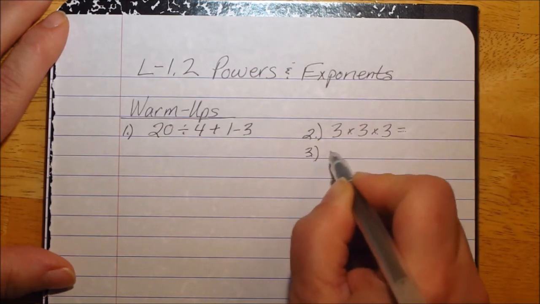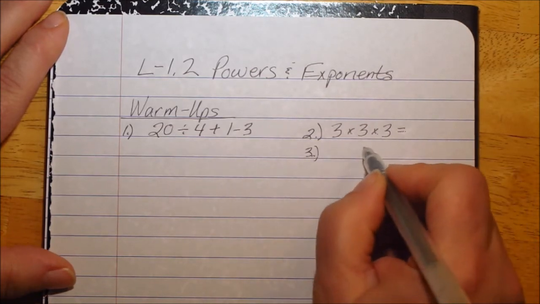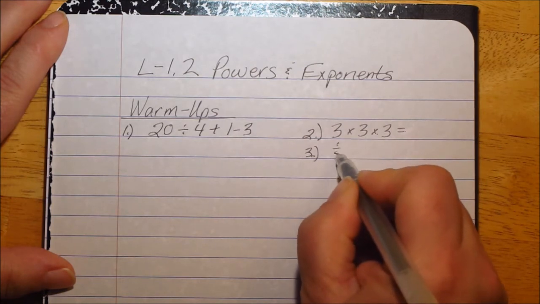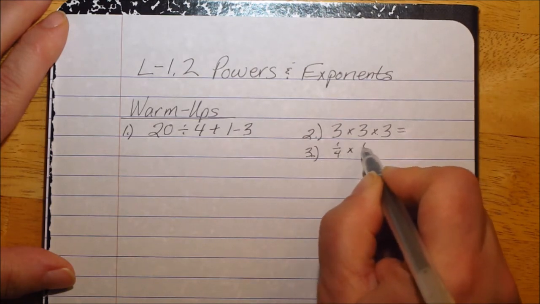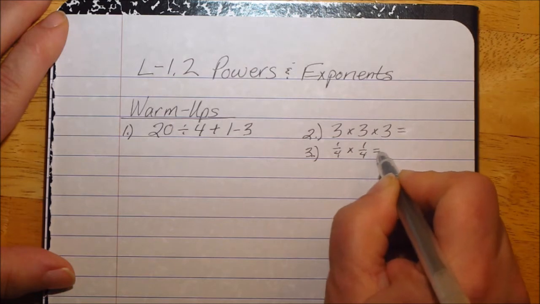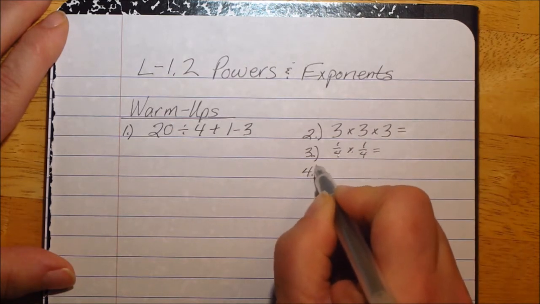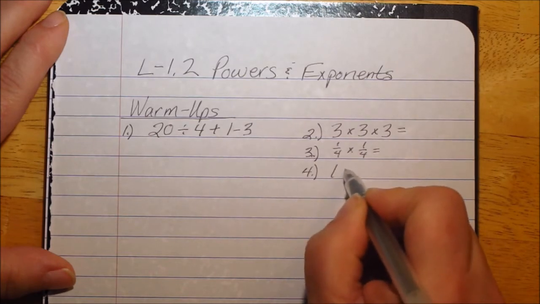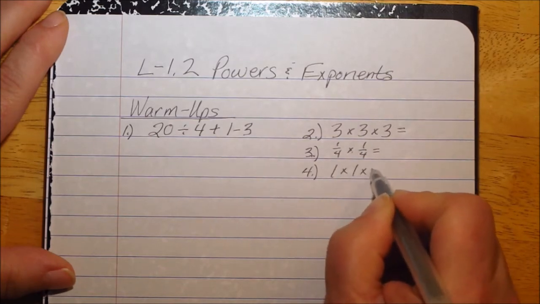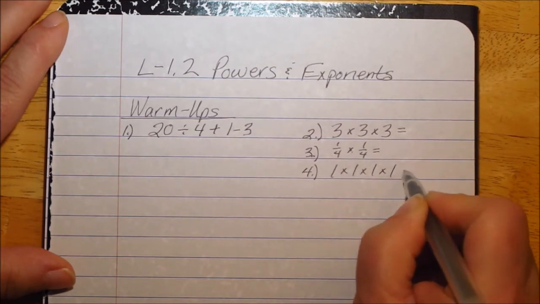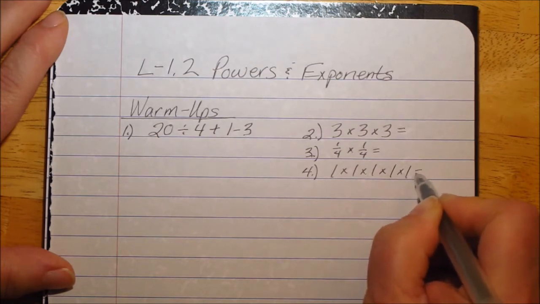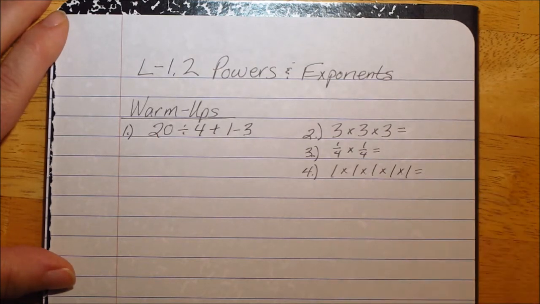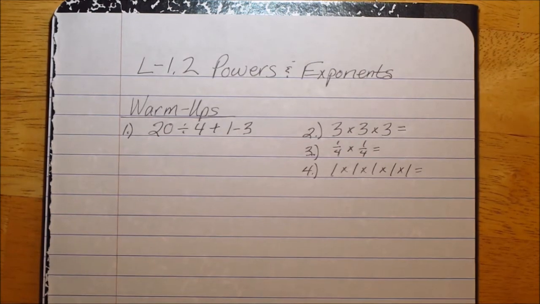Number 3 is 1/4 times 1/4 equals. And number 4 is 1 times 1 times 1 times 1 times 1 equals. All right? Those are your warm-up problems.